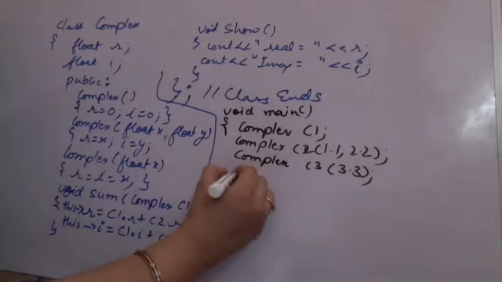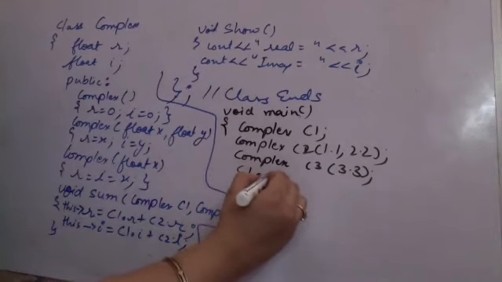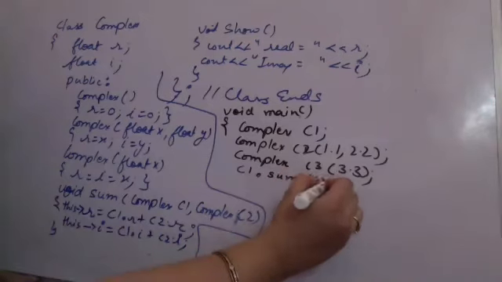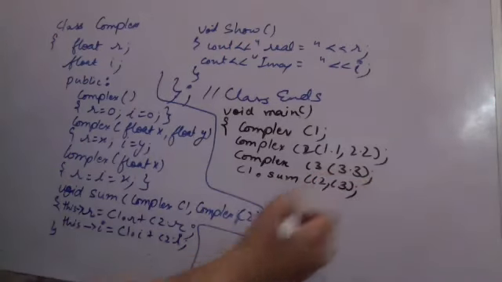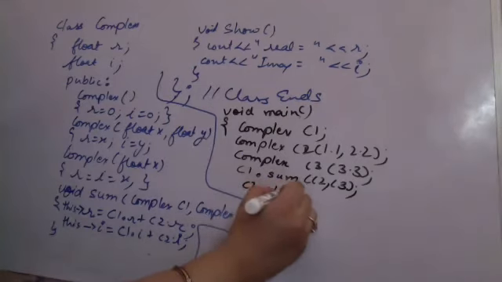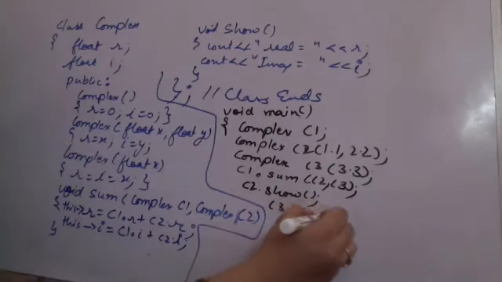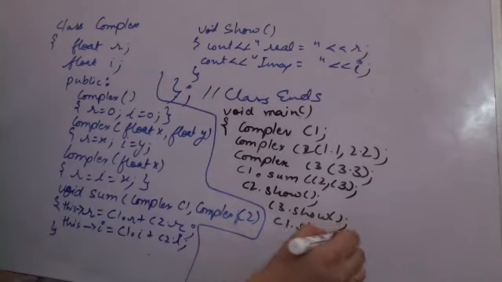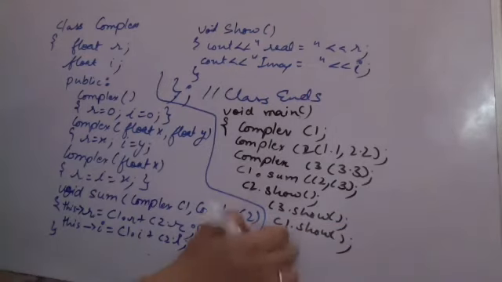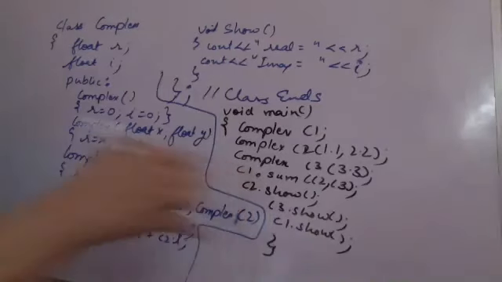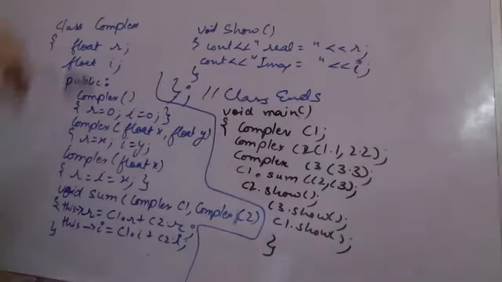I am calling C1 dot sum, and I am passing C2 and C3 as parameters. Now I am calling C1, C2 dot show, C3 dot show, and I'm calling C1 dot show. Since all of them are public, I can call them using the objects with the dot operator. So this is where my function ends.